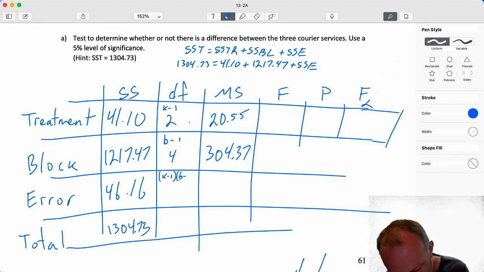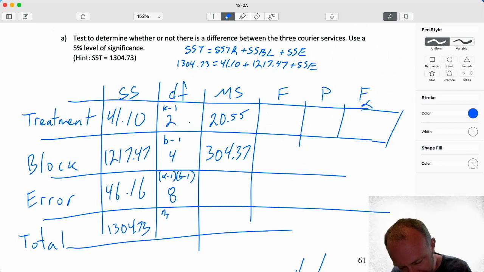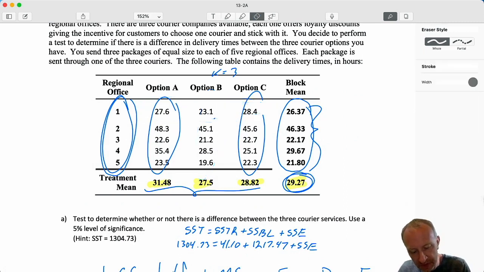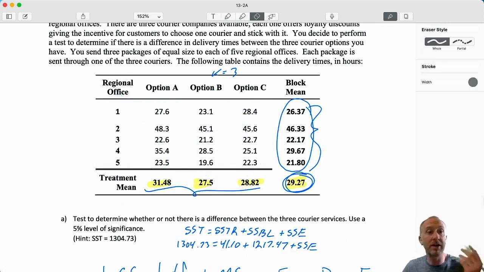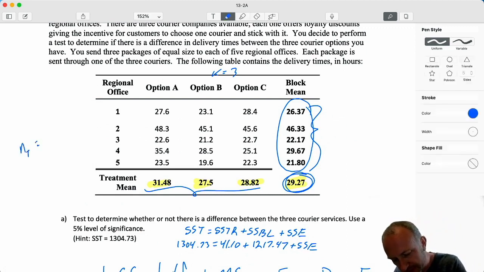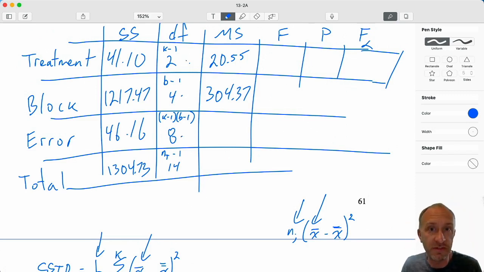Degrees of freedom here, this is the one that's a little bit different. k minus 1 times b minus 1. So it's just the product of those two that are above. So that's going to be 8. Degrees of freedom total. Again, this one's always the same. NT minus 1. So when I come up here, I see I have 3 treatments, each one with 5 observations. So NT is equal to 15, right? That's 15 minus 1. So there's 14. And that's also 8 plus 4 plus 2, right? It's always the sum of the degrees of freedom above it.